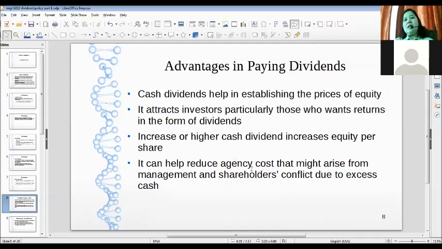Kung nag-declare ng dividend ang isang company, maiiwasan na to. Okay? Hindi na siya mag-i-invest into other business na hindi mo rin naman guaranteed 100%. Okay? Pero syempre, sa business, the greater the risk, the greater is the yield. Okay. So, as per theory, one of the advantages is the agency cost. And agency cost means reinvesting your money that is in the retained earnings into other business.